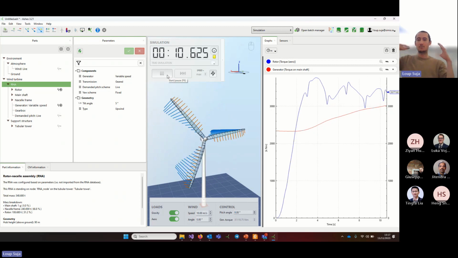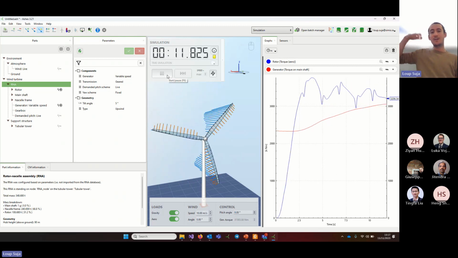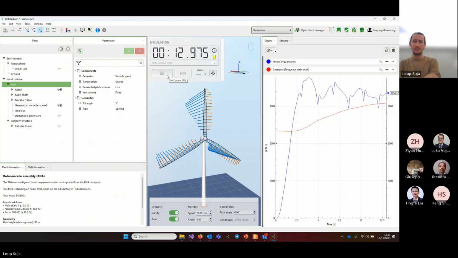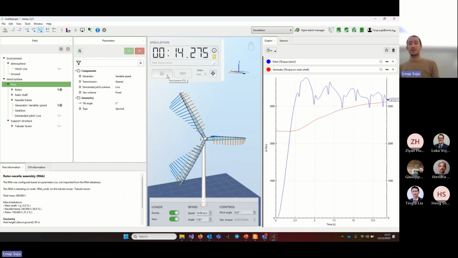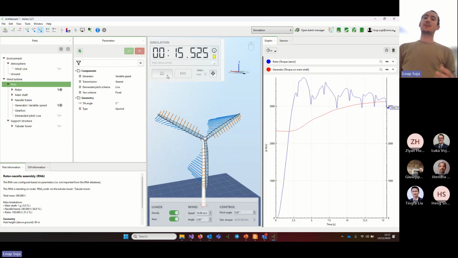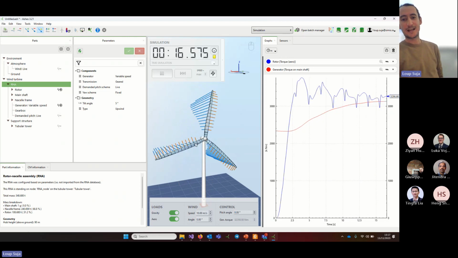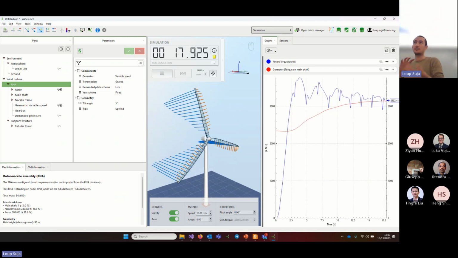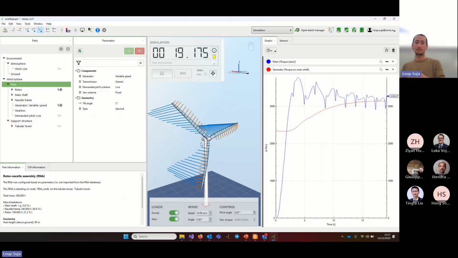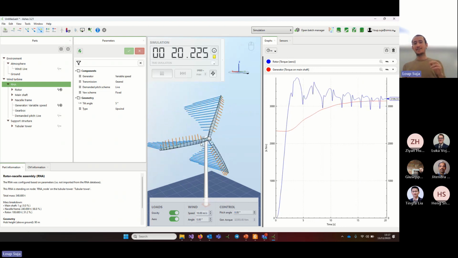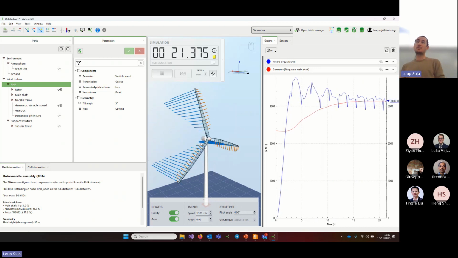So the blue curve is what is making my wind turbine rotate, and is the aerodynamic torque. The red one is the generator torque, and this one is acting in the opposite direction. So it's kind of trying to slow the wind turbine down. And that is where the power comes from.